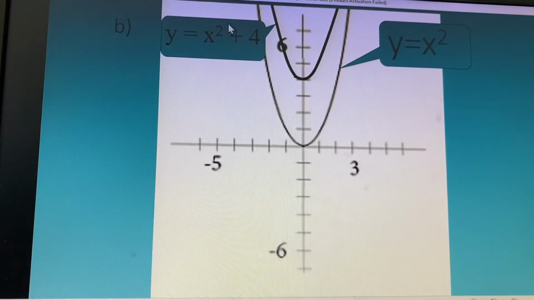How about this? We have y equals x squared plus 4, and the parent function is y equals x squared. Since the value of k is positive 4, the graph of y equals x squared plus 4 is translated 4 units upward. 1, 2, 3, 4.